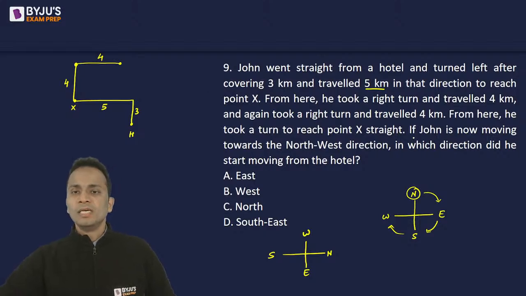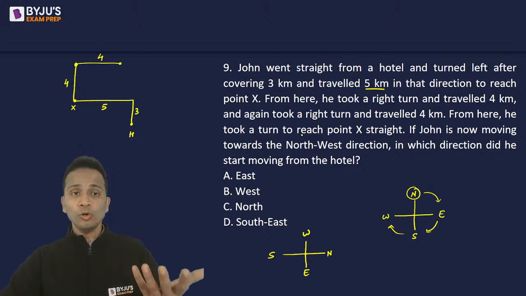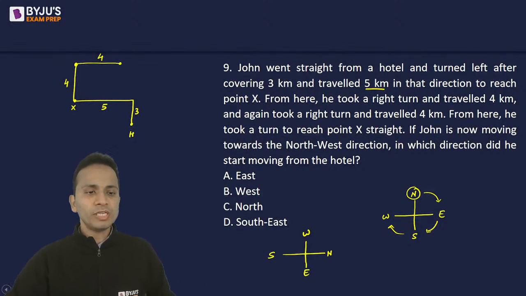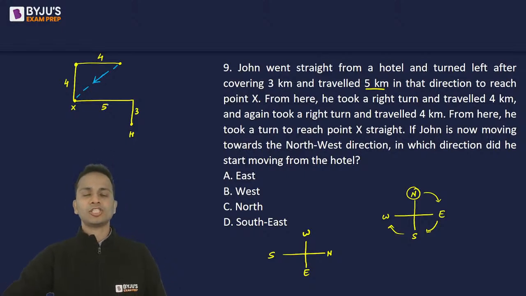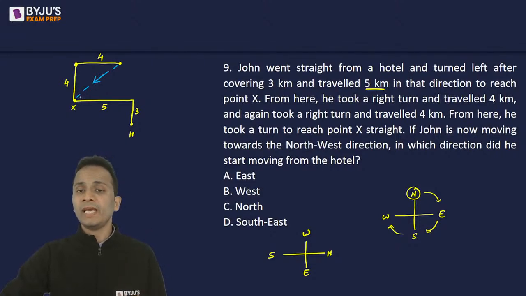Okay. Now from this point, he took a turn, I don't know in which direction, to reach point X straight. Now to reach point X straight, he will have to start moving towards X. So that means he is moving in this direction now. Okay, he is moving in this direction. So that from this point, he will come to the point X using a straight line.